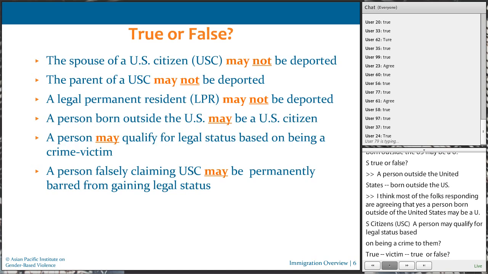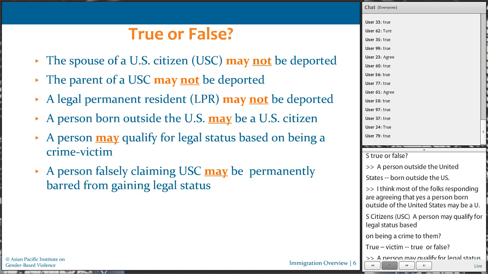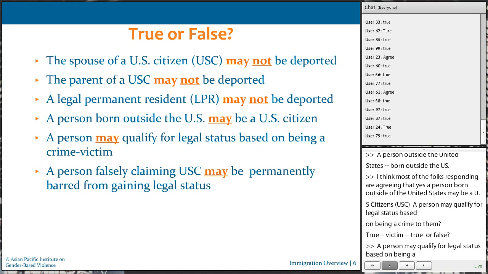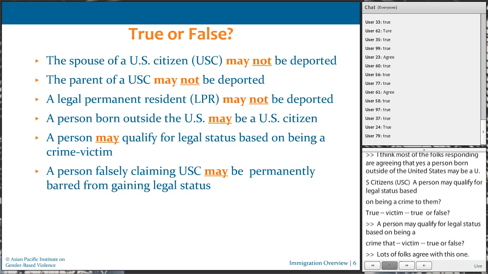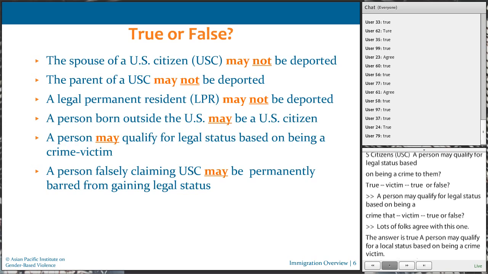Yep. Getting lots of folks agreeing with this one. I think, yes, the answer is true. A person may qualify for legal status based on being a crime victim. However, there's lots of other eligibility factors, and we'll be talking about that when we get to discussing T and U visas. And then the last question, a person falsely claiming U.S.